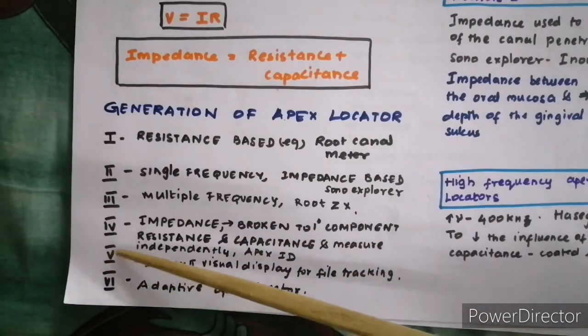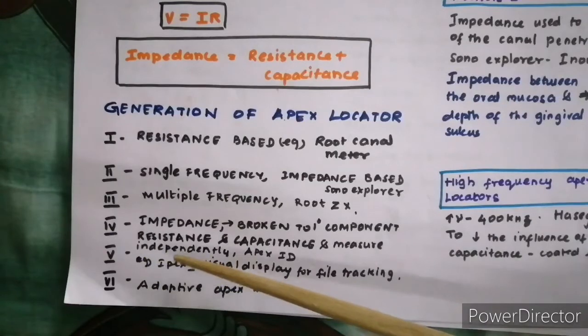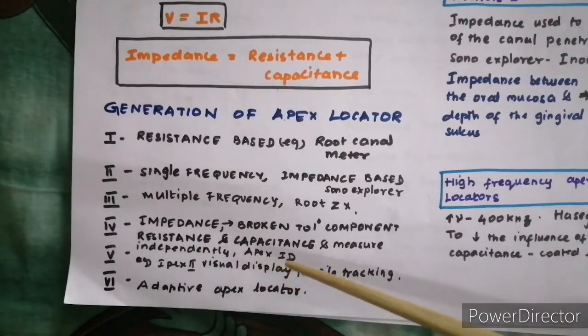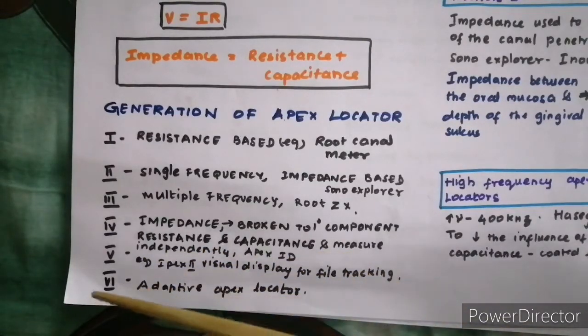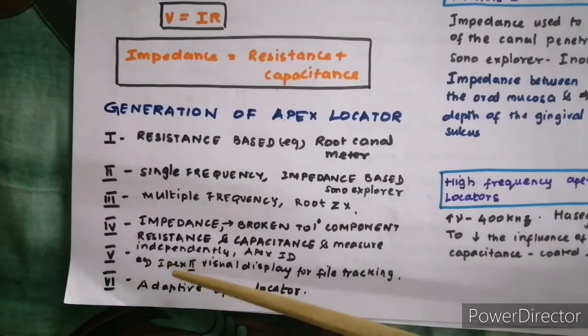Fifth generation apex locator example is iPex 2. Here a visual display for file tracking is added. Sixth generation apex locator is the adaptive apex locator.